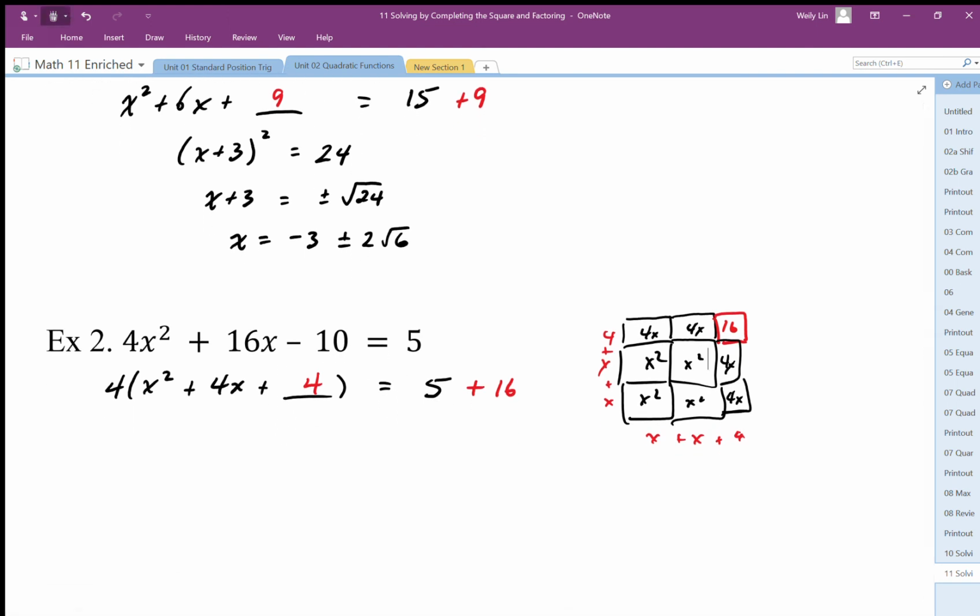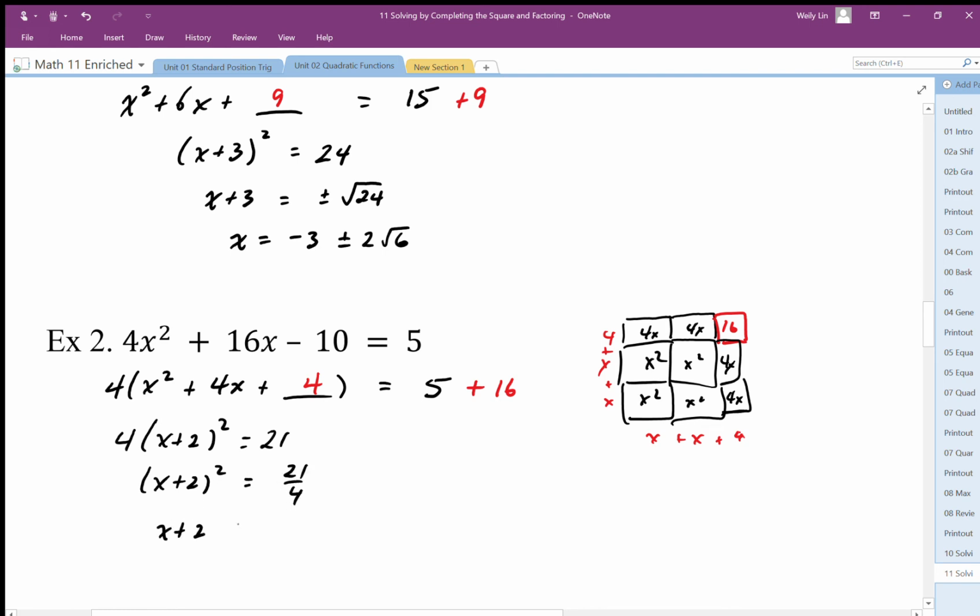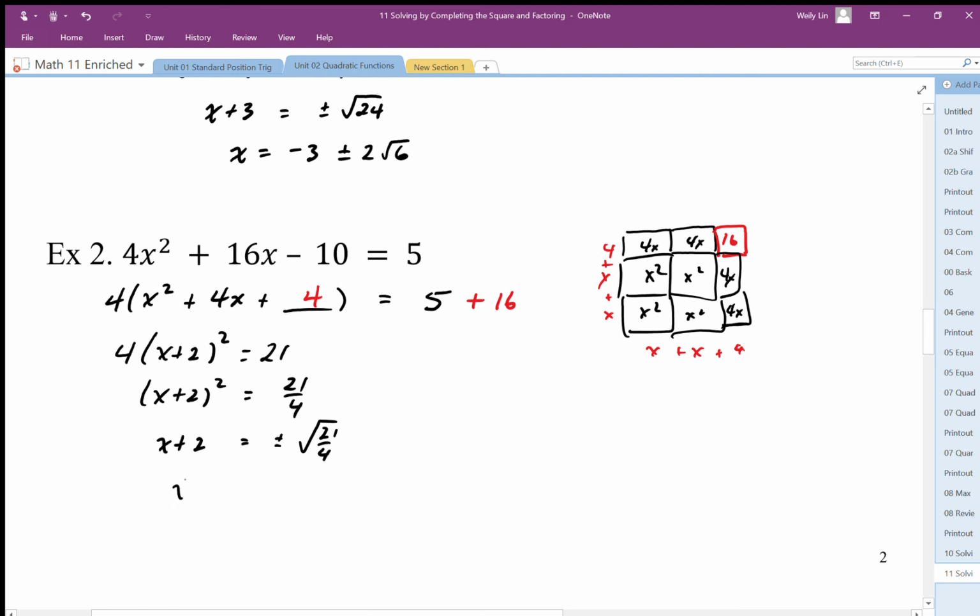Okay, so then finishing this off, we're going to end up with 4 times x plus 2 squared is equal to 21. We want to solve by divide first. Solve by square rooting. Remember, don't forget the plus minus. And then solve by subtraction. We end up with negative 2 plus minus square root 21 over 4.